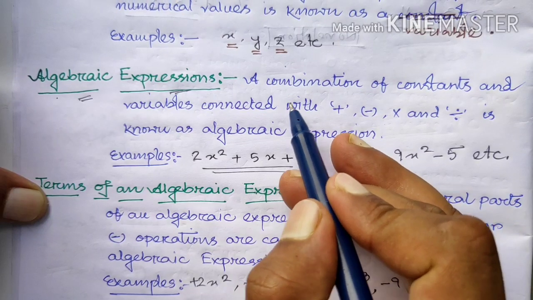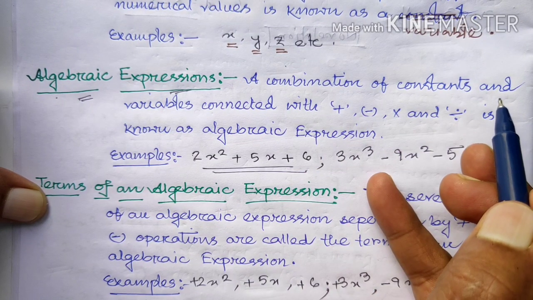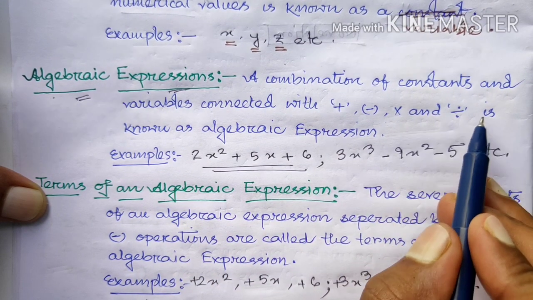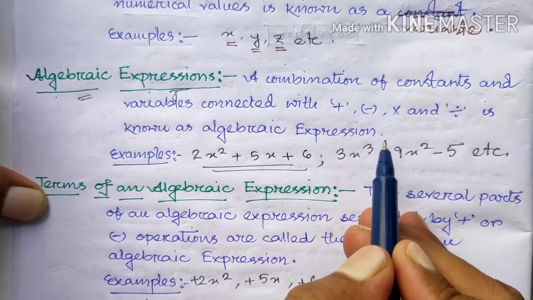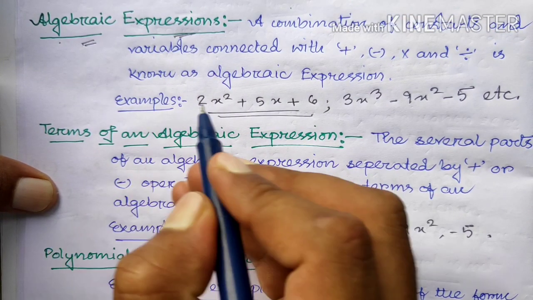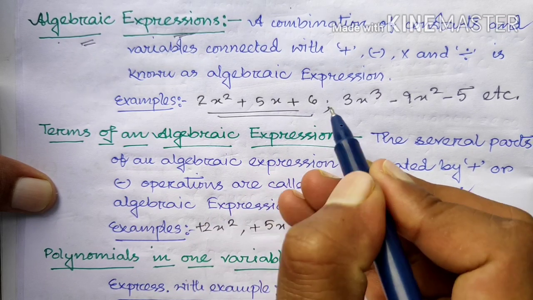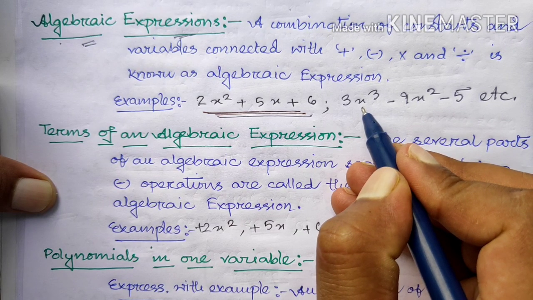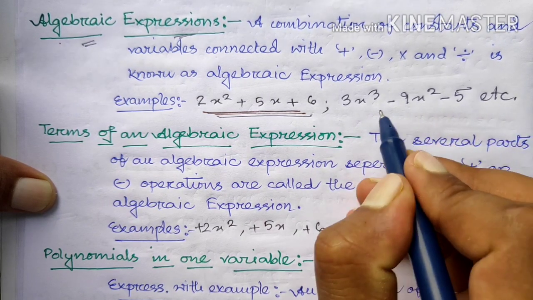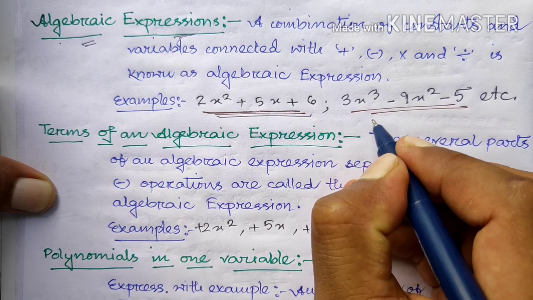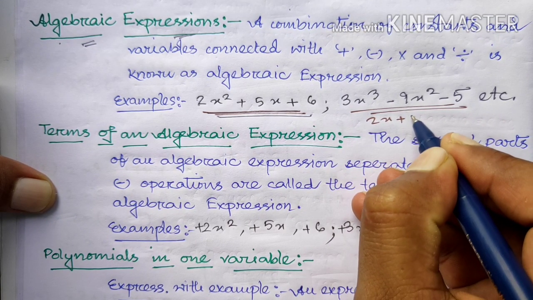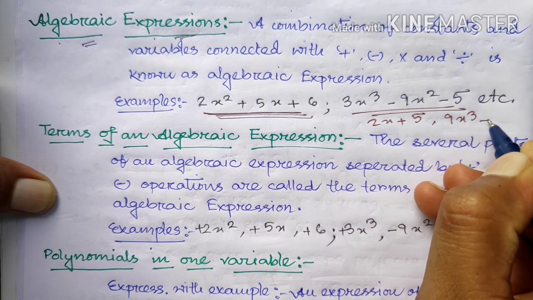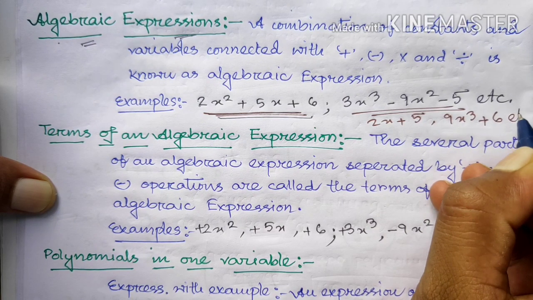Next, algebraic expression. A combination of constants and variables connected with plus, minus, multiply and division is known as an algebraic expression. For examples, 2x square plus 5x plus 6, 3x cube minus 9x square minus 5, 2x plus 5, 9x cube plus 6, etc.